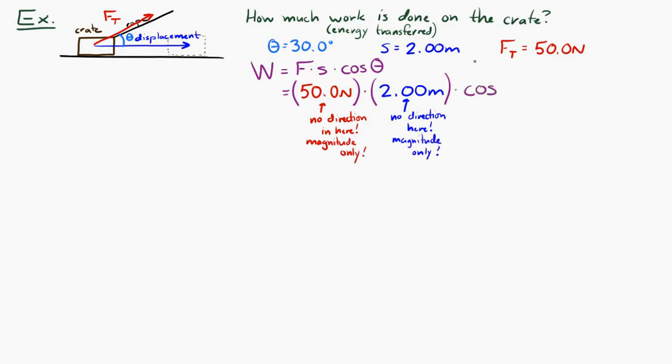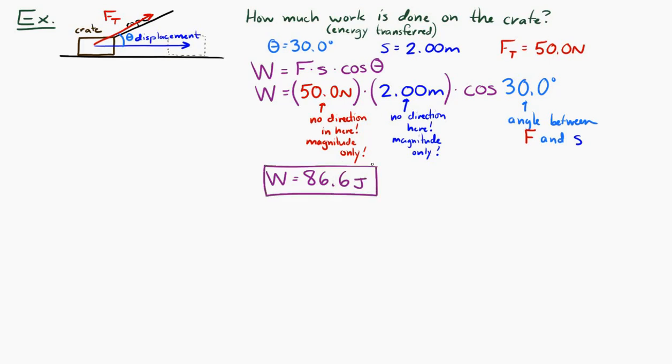And then theta in this equation is the angle between the force and the displacement. And in this situation, the angle between the force and the displacement is 30 degrees. So we have 50 newtons times 2 meters times the cosine of 30 degrees, which is 86.6 joules. That is the work that's been done on this crate by that force over this displacement.